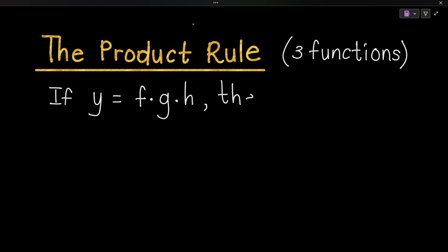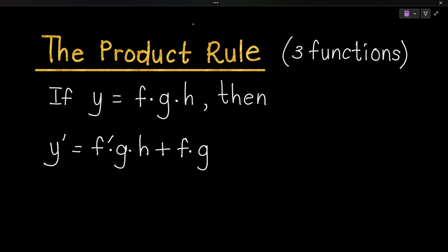Then what our product rule would now look like, we would have y prime being equal to, in the first term, we will differentiate the first function. So it'll be f prime times g times h. So the first function will be differentiated, and the next two functions will stay as is. Then we will have the sum. We'll keep the first function as is. We will differentiate the second function and keep the third function as is. Plus, we'll now keep the first two functions as is and differentiate the third function.